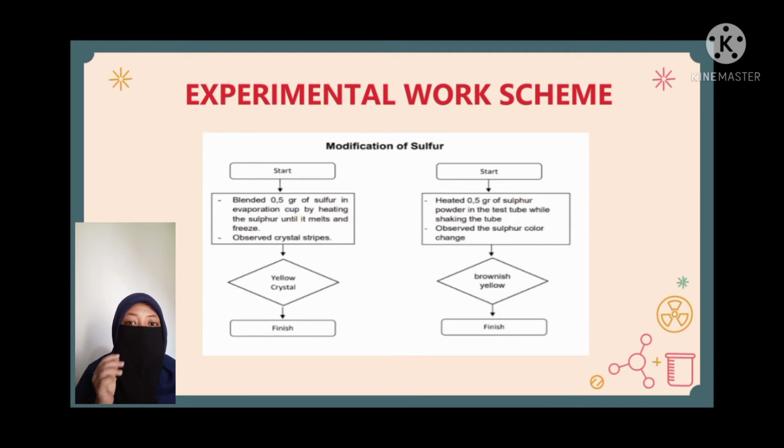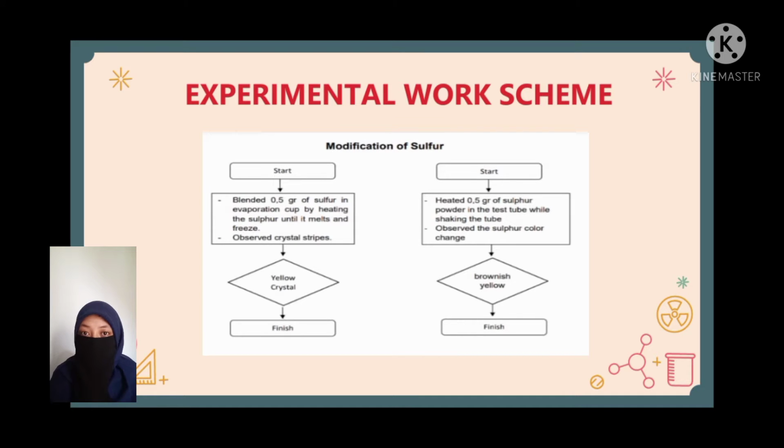Start: blend 0.5 gram of sulfur in an evaporation cup by heating the sulfur until it melts and freezes. Observe the crystal stripes. Next, start: heat 0.5 gram of sulfur powder in a test tube while shaking the tube. Observe the sulfur color change. Finish.